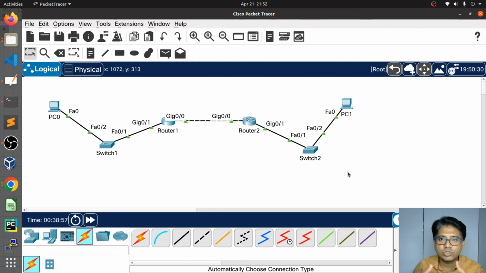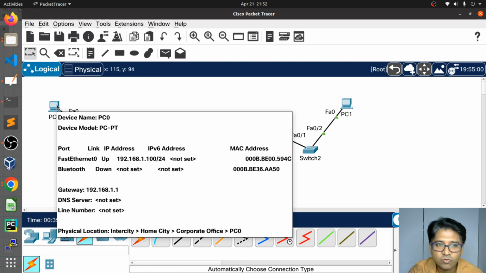So I'm going to continue in the upcoming video with how you have to ping and traceroute from the PC.